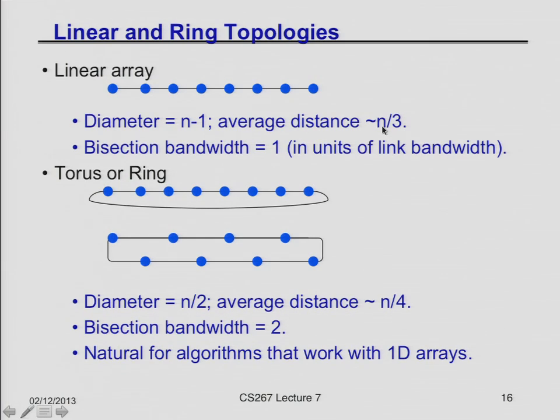So it's proportional to the number of processors. And the bisection bandwidth is divided down the middle. It's 1. And if I make it a torus or a ring, it improves by a small constant factor. But if it's a one-dimensional connection, that's all you get.